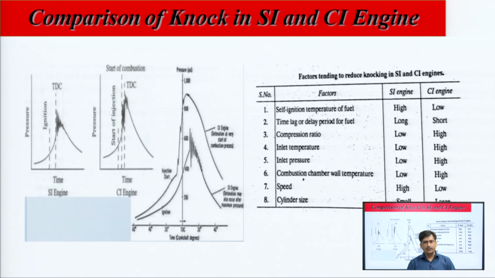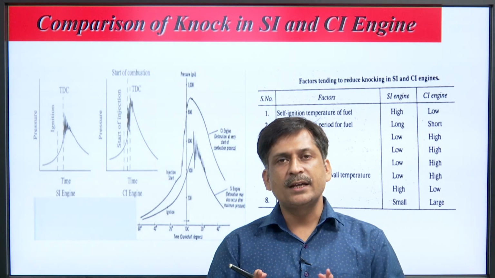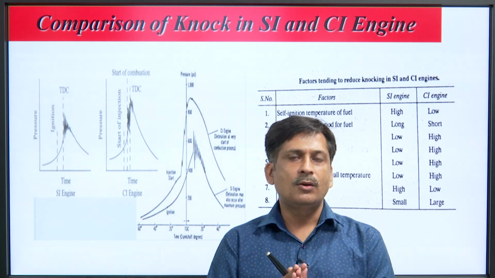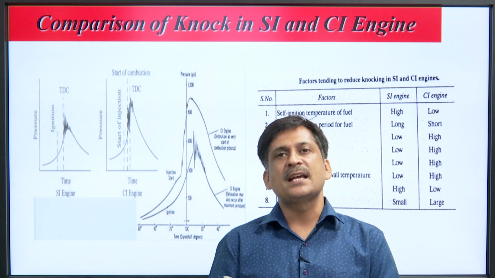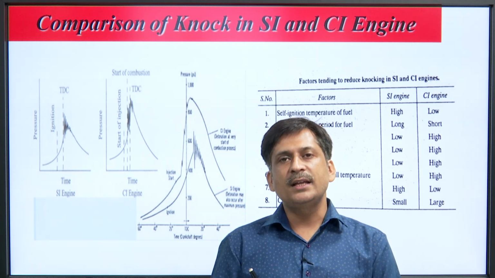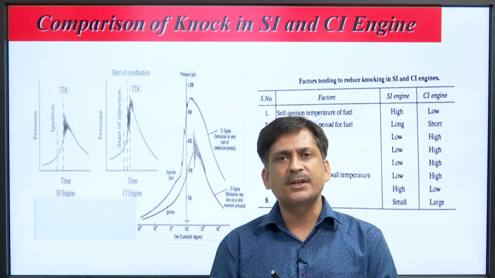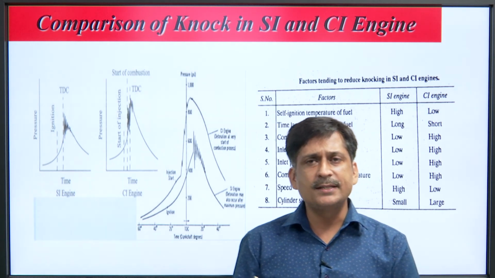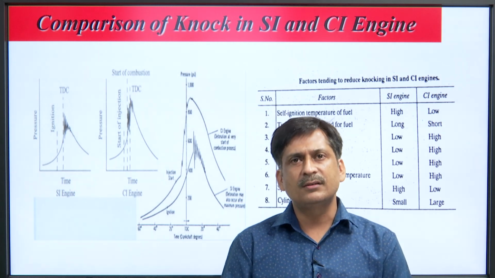Now, the next topic is comparison of knock in SI and CI engine. You know what knock is. Combustion may be normal or abnormal. Smooth combustion is called normal combustion, and abnormal combustion is not desirable because it gives a very bad sound from the engine, and also vibration, and because of these the life of the engine is deteriorated. That is why it is not desirable.